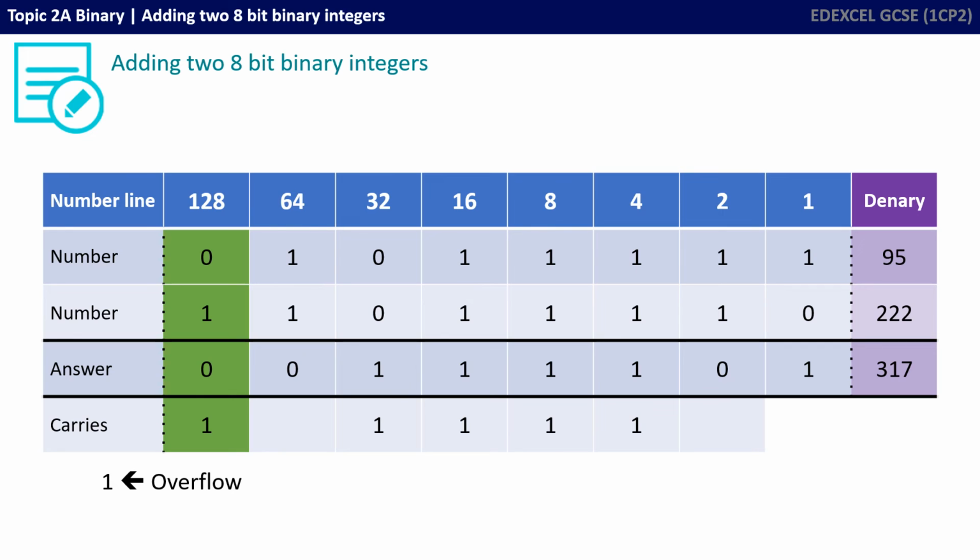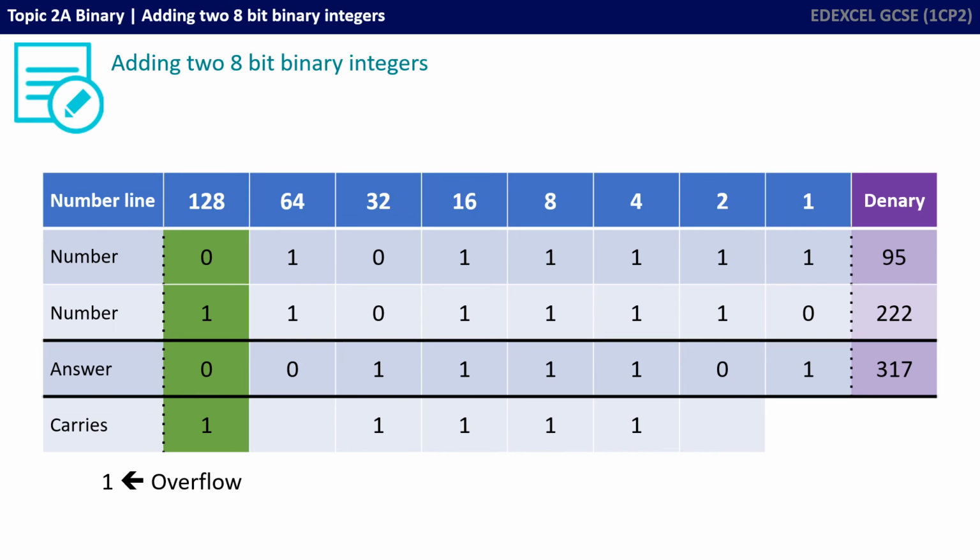And what's happened here is we've got an overflow. Our carry 1 has gone beyond the capacity of our current storage line. And this is something which might crop up in the exam. The denary numbers 95 plus 222 should equal 317. But if we read back the number we've actually got, we've got a 1 in the 32 column, a 1 in the 16, an 8, a 4 and a 1, and that does not equal 317.